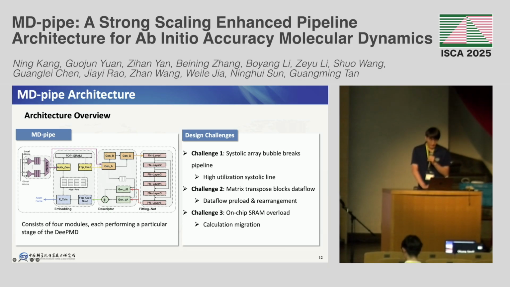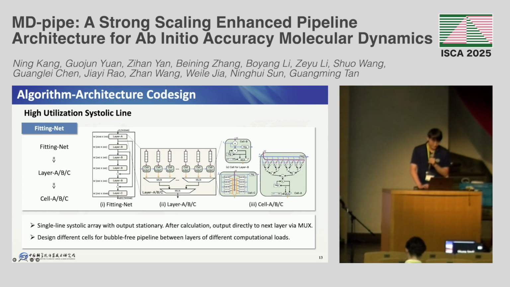Finally, there is the storage resources overhead. Specifically, the embedding's backward computation demands high memory usage, which can be costly. To optimize this, we apply a computational migration, reducing memory overhead while maintaining performance.